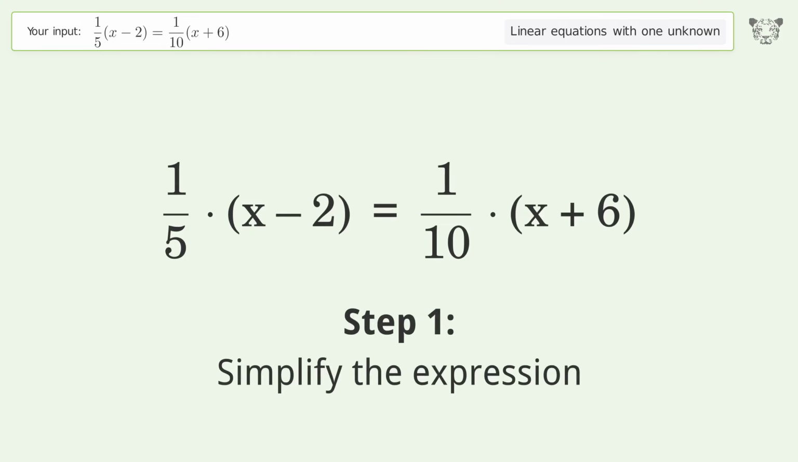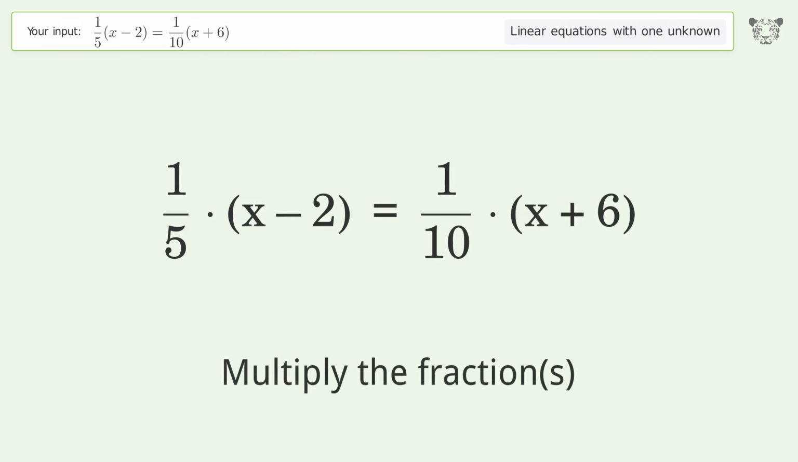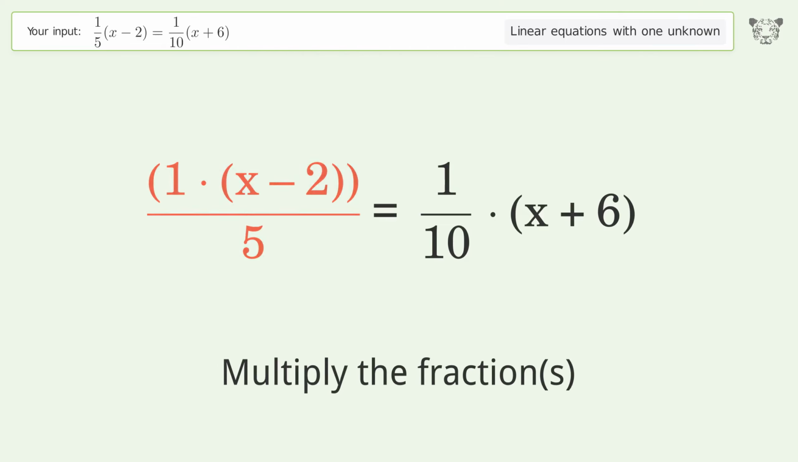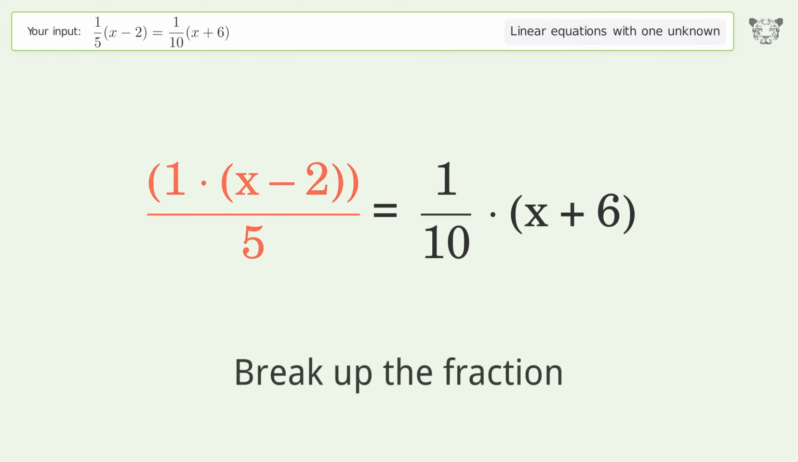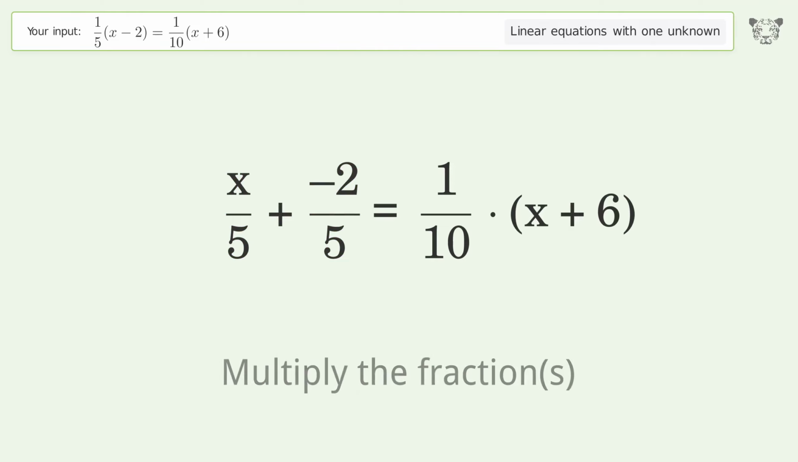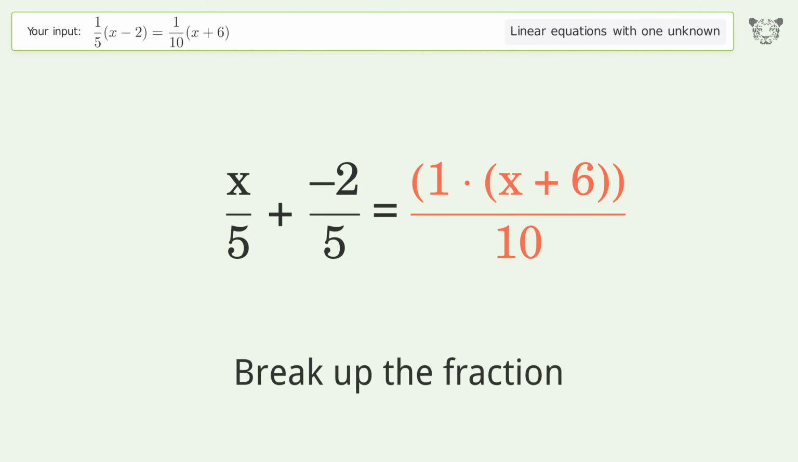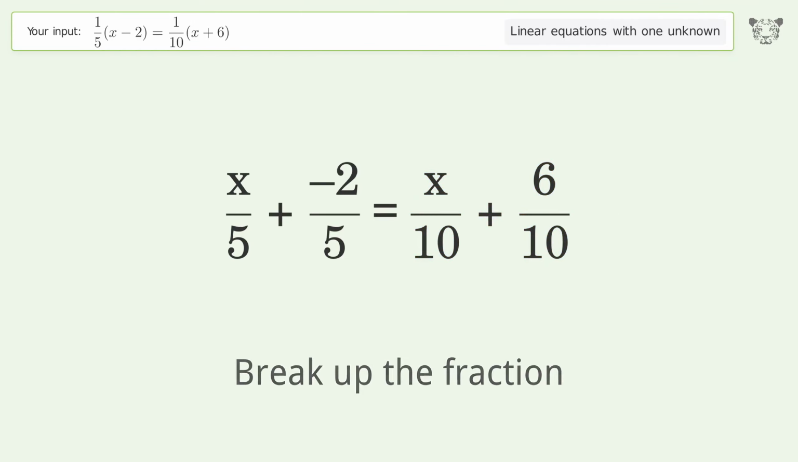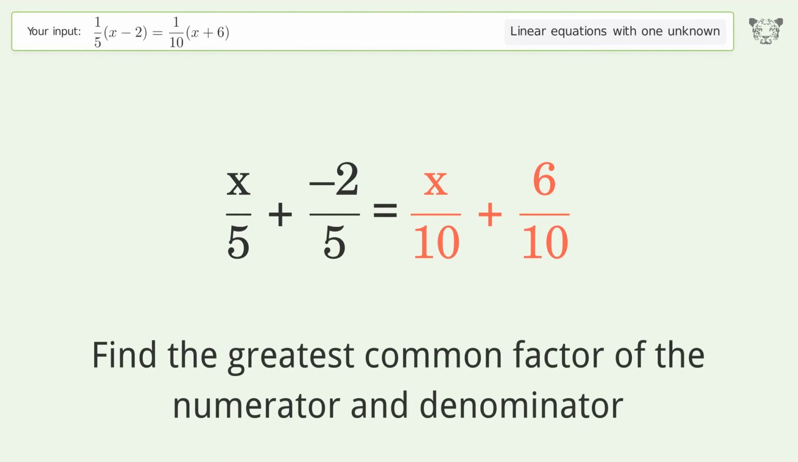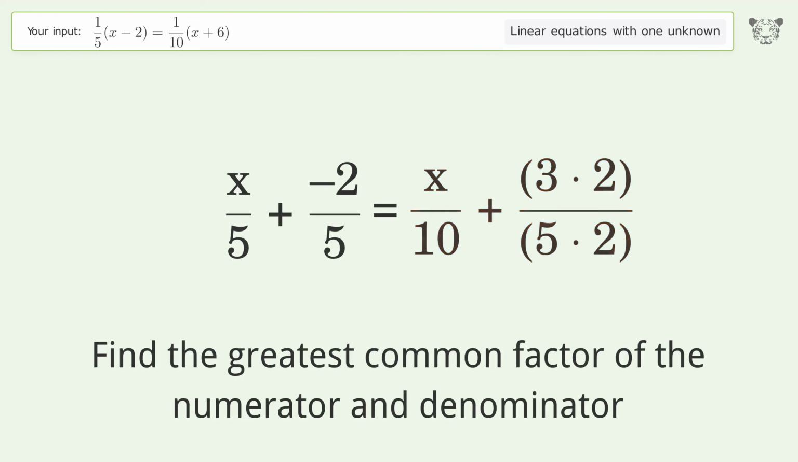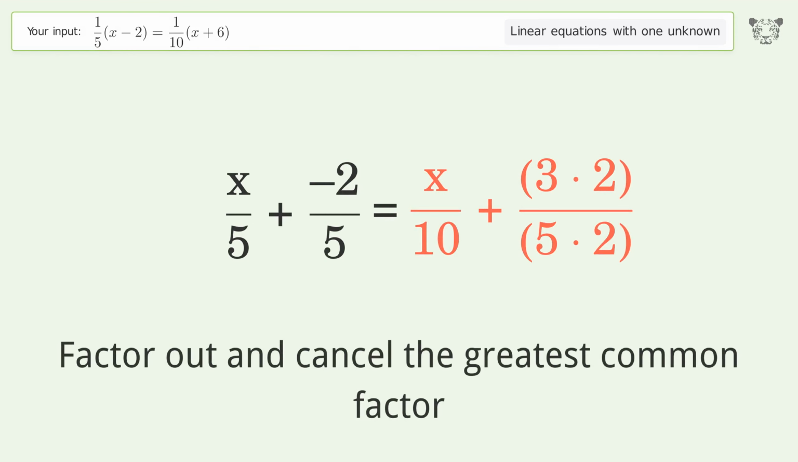Simplify the expression. Multiply the fractions. Break up the fraction. Multiply the fractions. Break up the fraction. Find the greatest common factor of the numerator and denominator. Factor out and cancel the greatest common factor.